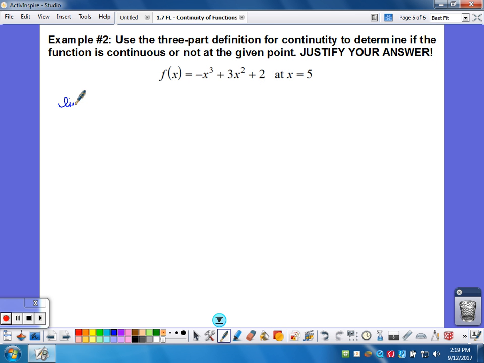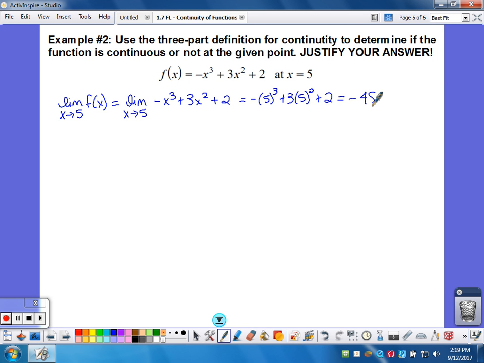So the limit as x approaches 5 for f of x is going to be the limit as x approaches 5 of what this is. I can use direct substitution. So -5 cubed plus 3 times 5 squared plus 2. If I type that into my calculator, I get that this limit is equal to -48. If I evaluate the function at x equals 5, I can also see, let me plug in 5 for x, that my function is defined at -48.